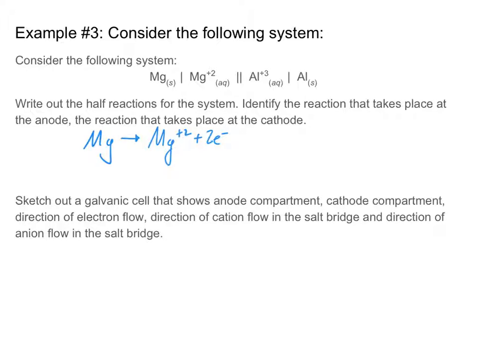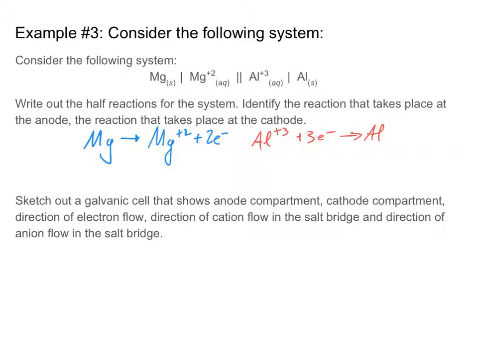And on the other side, I have aluminum ion that, in this case, is a +3, and is going to gain 3 electrons to become solid aluminum. So, given the format, it's pretty easy for me to figure out where the electrons are going. Okay?